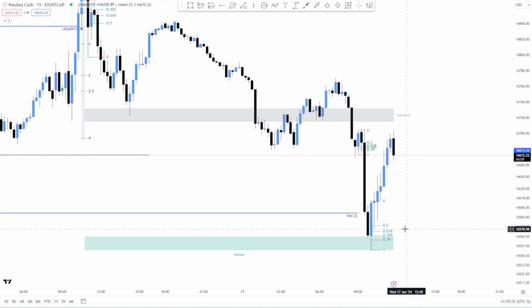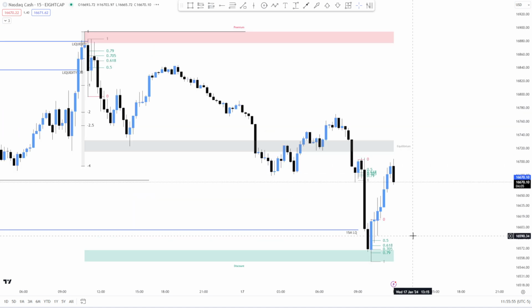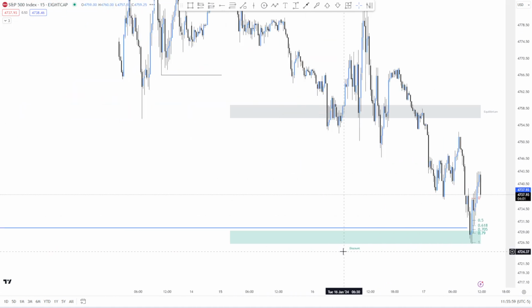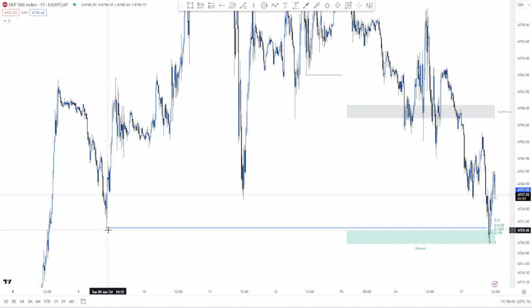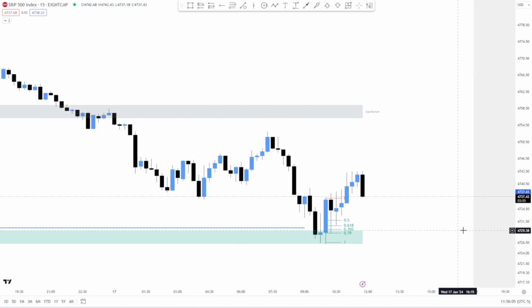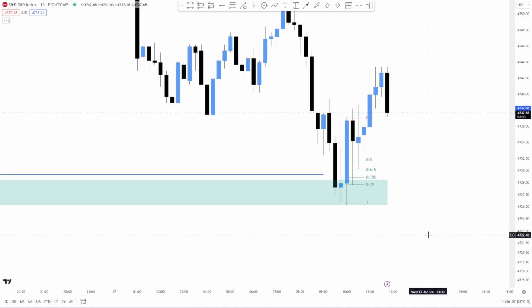So, let me look at the S&P real quick. Yeah, same thing going on here. Got this area right here that was marked. We came down and swept it here. Let me blow the screen up a little bit.